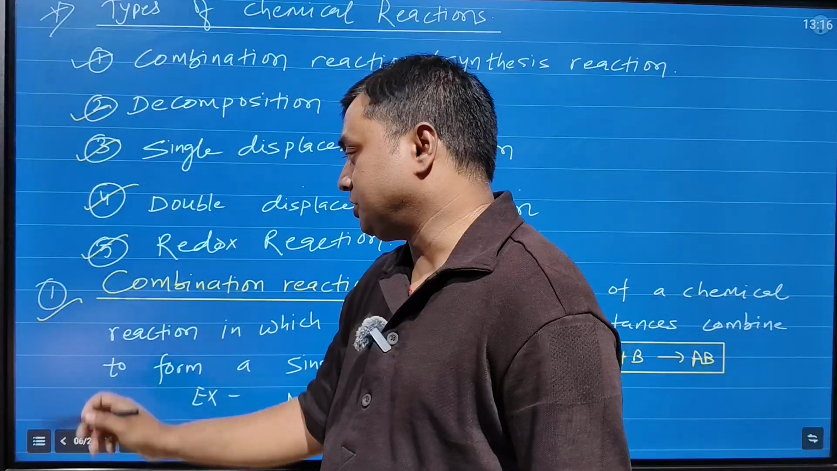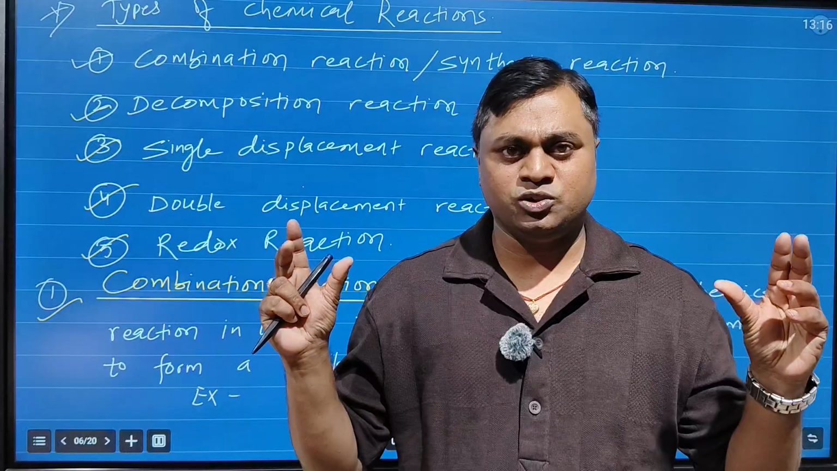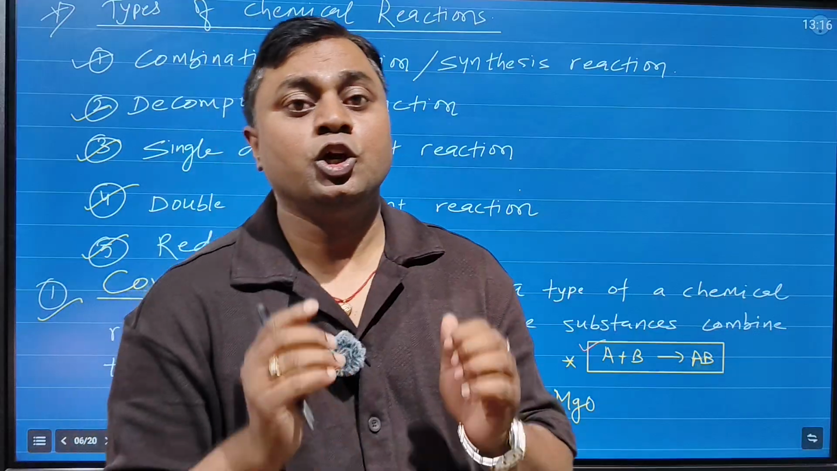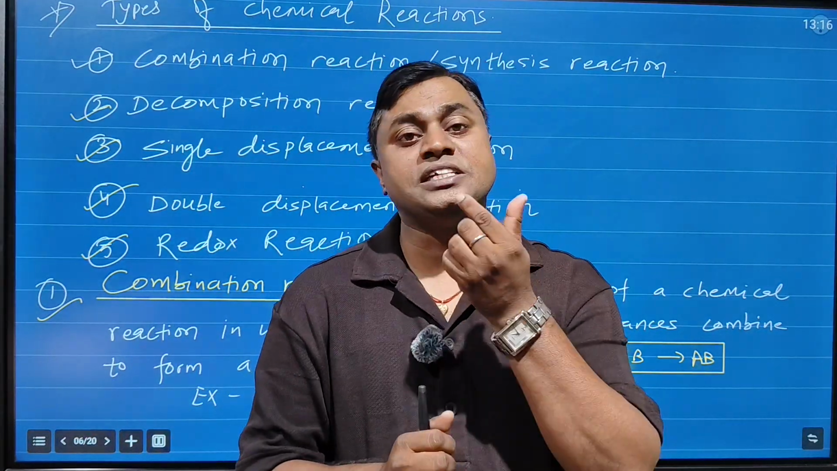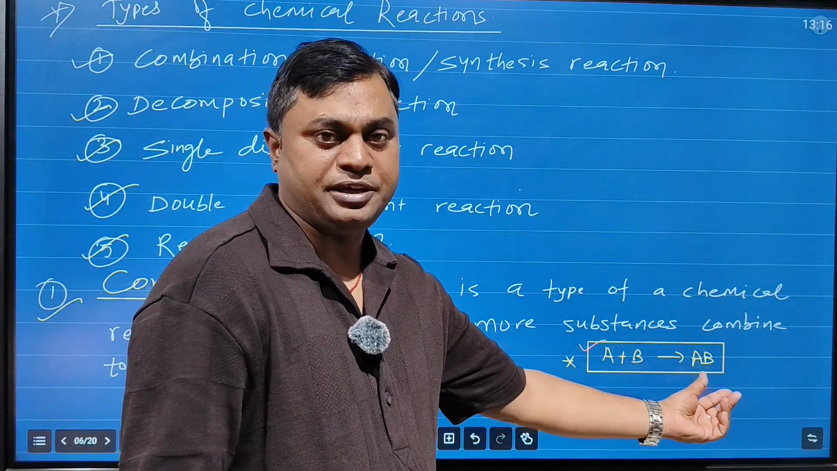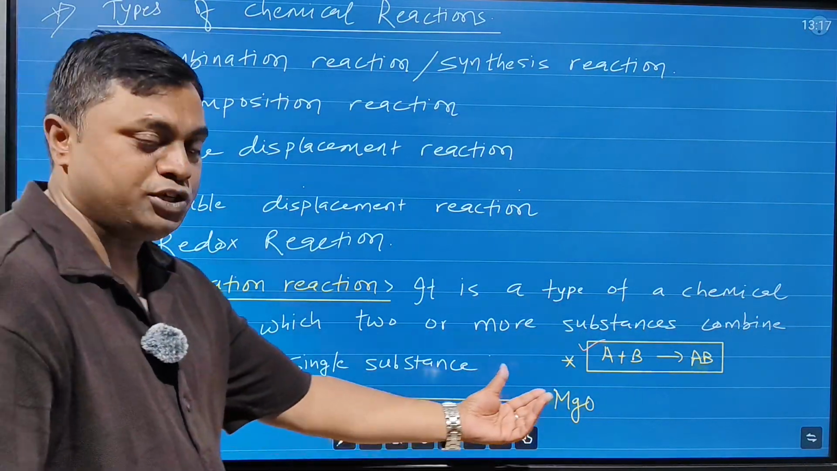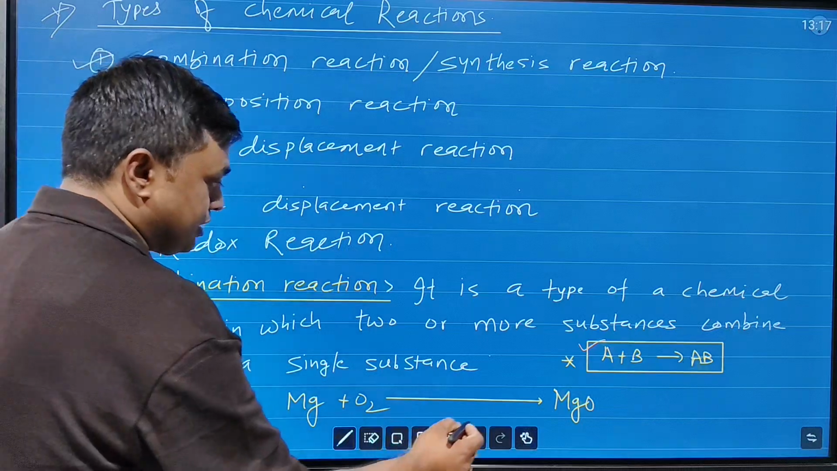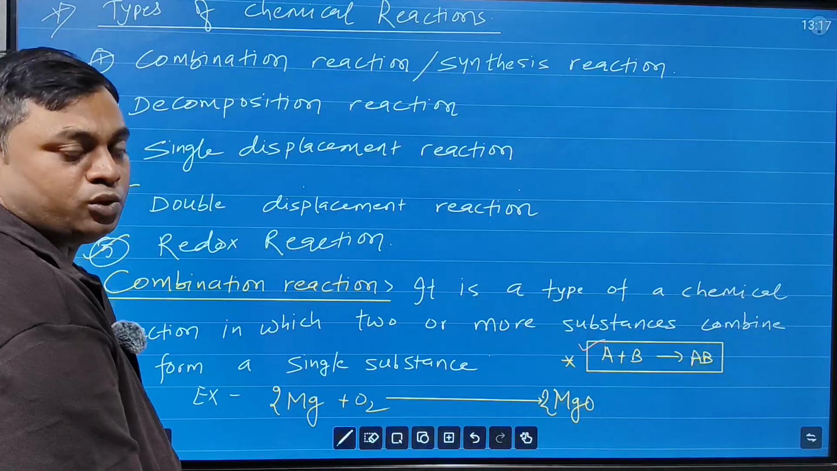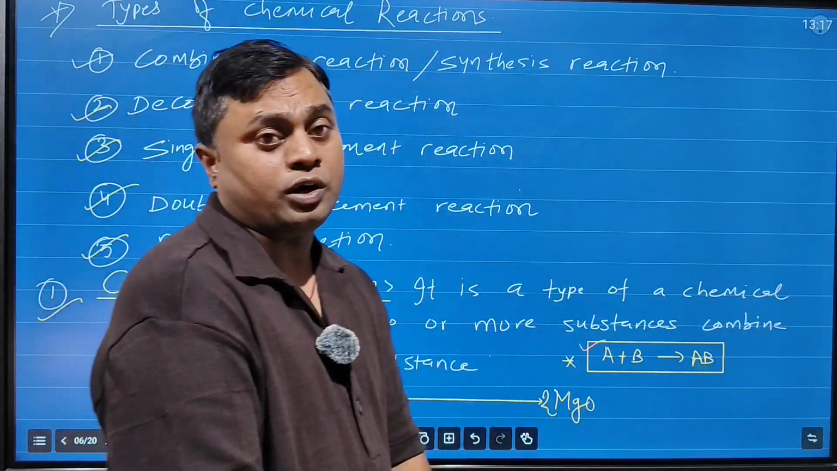First, we talk about combination reaction. When you hear the word combination, it means joining, yes or no? It is also called a synthesis reaction. It is a type of chemical reaction in which 2 or more substances combine to form a single substance. We can represent this as A plus B gives AB. For example, burning of magnesium: Mg plus O2 gives MgO. To balance, 2Mg plus O2 gives 2MgO. How many reactants are there? 2 reactants. How many products? 1 product. That's why it is called a combination reaction.